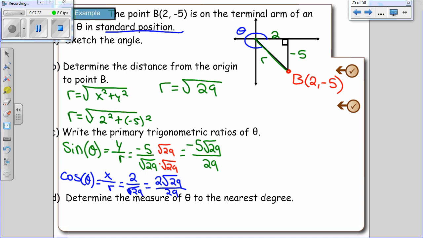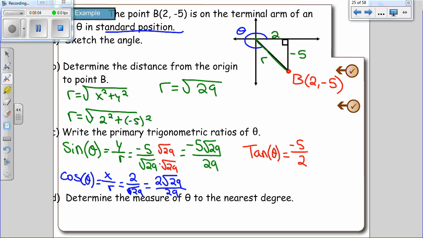The last ratio would be tan. Tan is opposite over adjacent, or y over x. Negative 5 over 2. Again, you could use SOHCAHTOA, or you could use your y over x formula. Both would work.